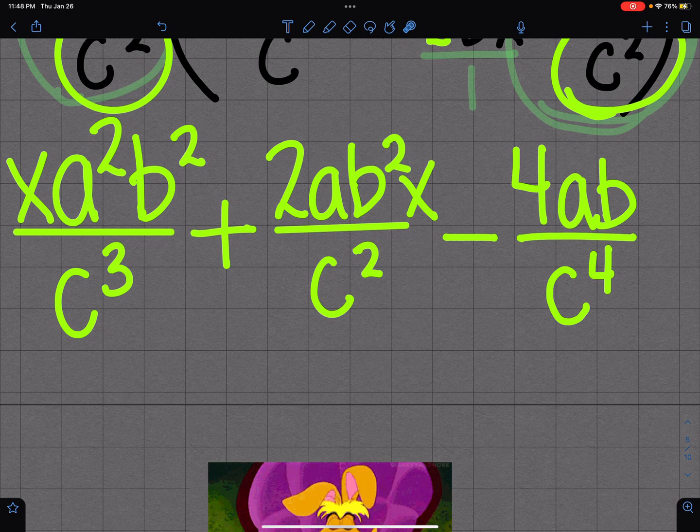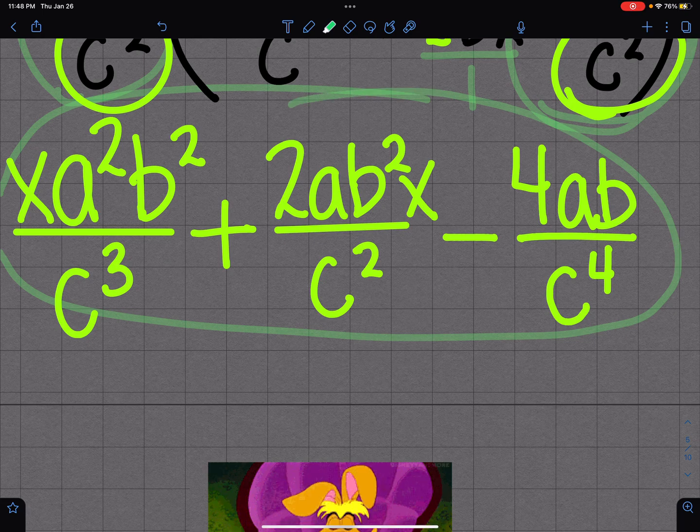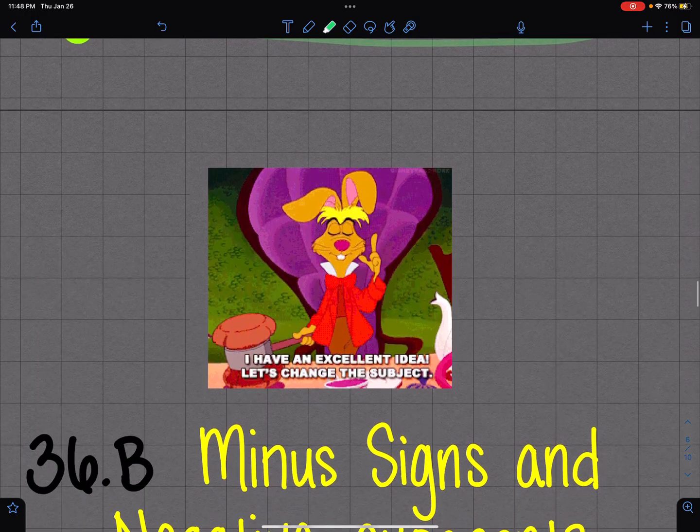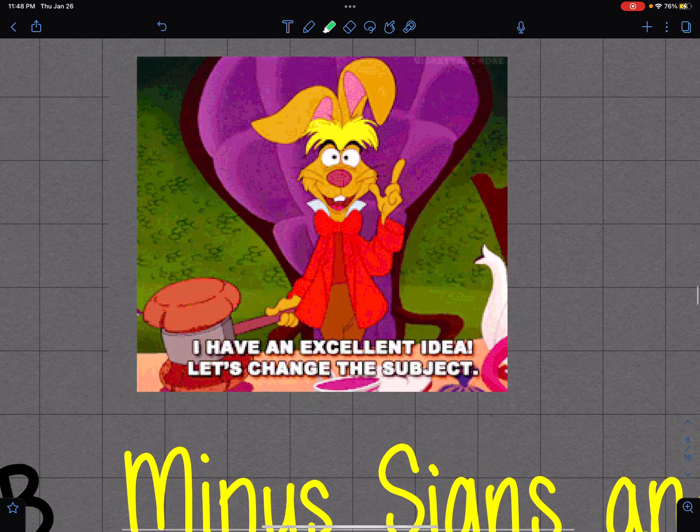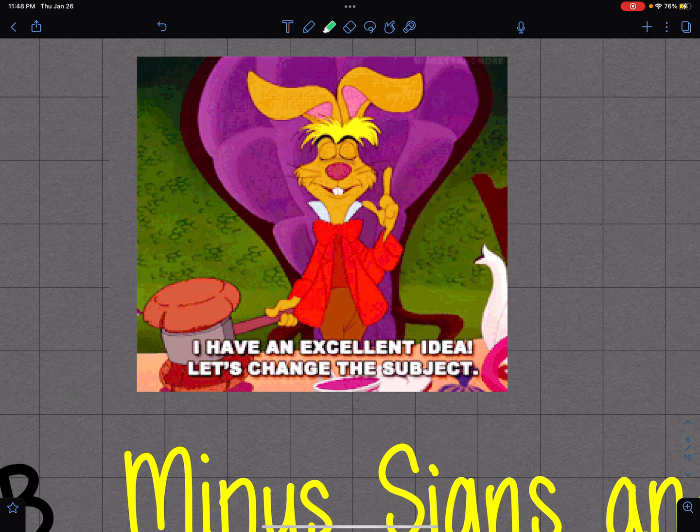So what we're left with is this complicated looking expression, but at least it's a sum and not a multiplication problem anymore. So there we go. We turned a product into a sum, distributive property, bam, we got this, baby. Now, I have an excellent idea. We are going to change the subject.